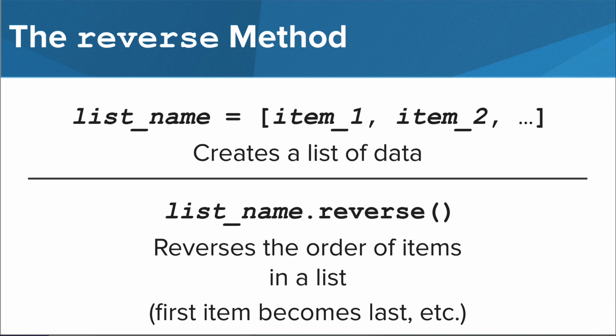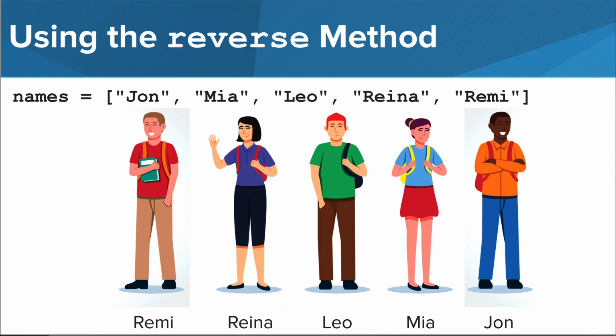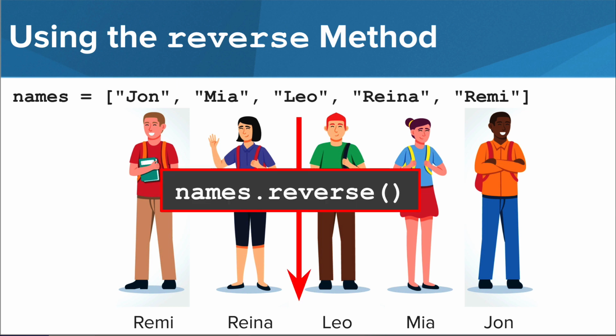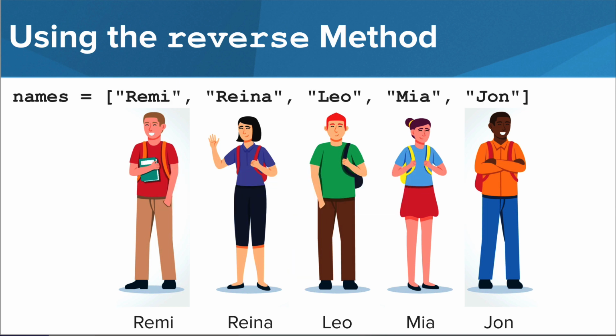To use this method, we write the name of the list and use dot notation to call the reverse method without anything inside the parentheses. So if we were starting with our list where John is first and want to switch the order so that Remy is first, we simply use the command names.reverse, and the order of items in the list will be in reverse order.